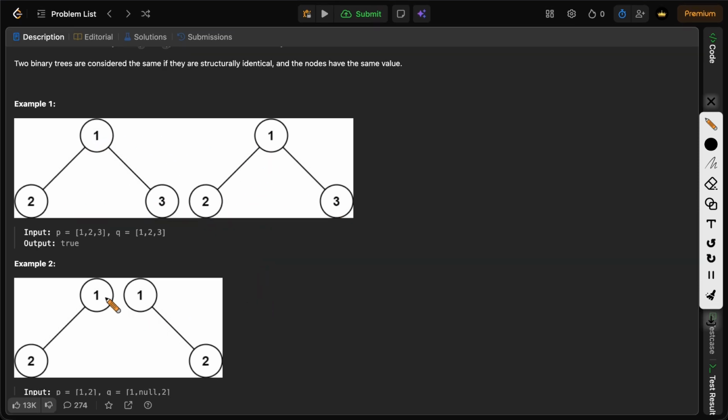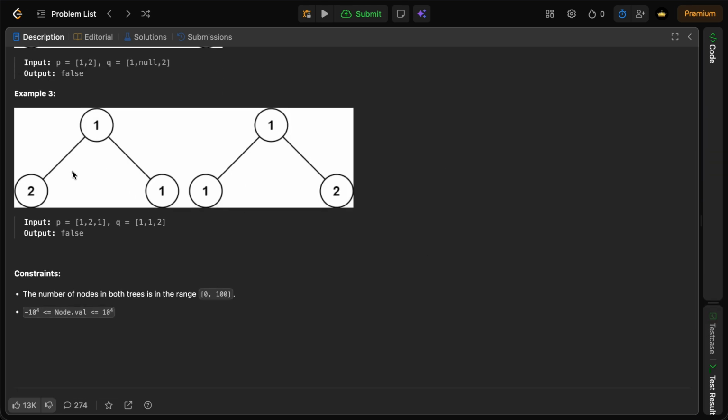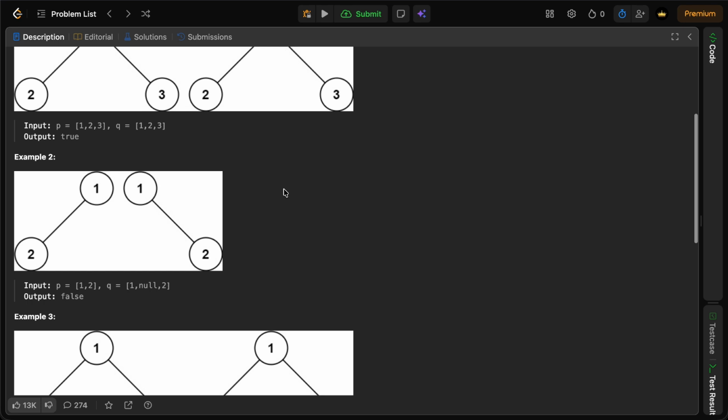But if we see this second example, on the left side we have 2, but here on the left side we have null. So null is not equal to 2, so these two trees are not equal. And if we see this example, on the left side we have 2, but here on the left side we have 1, so these two trees are also not equal.